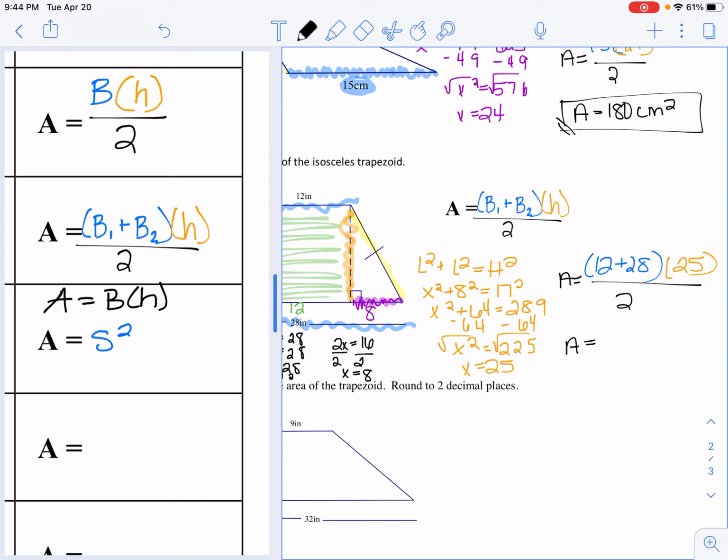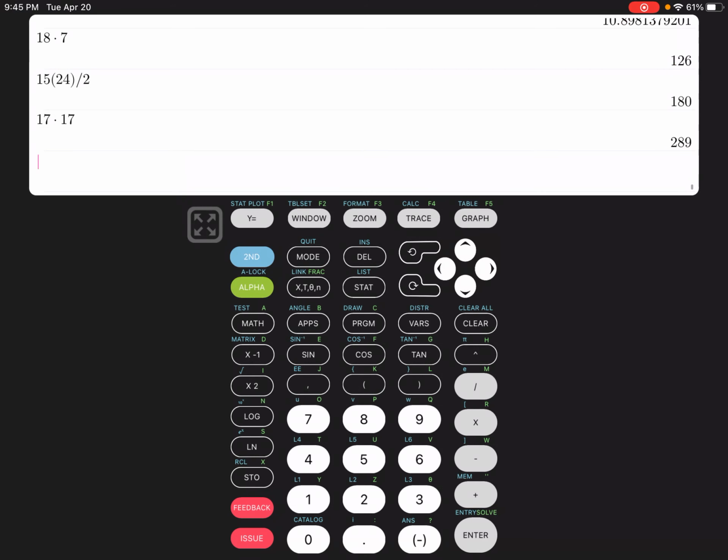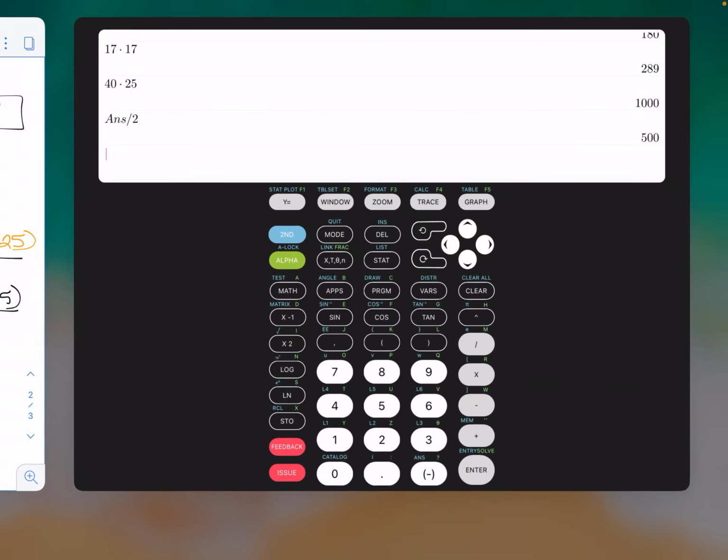Remember to add that 12 plus 28 first, so you're going to get 40 times 25 divided by 2, and then you can plug that into your calculator. So you're going to do 40 times 25 divided by 2, and you're going to get 500 for an answer.